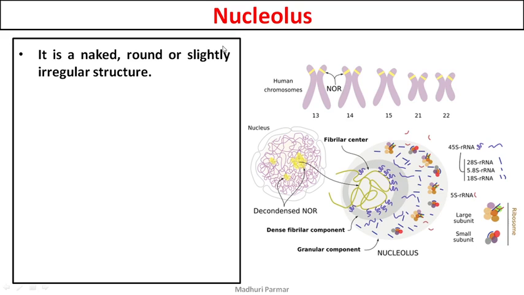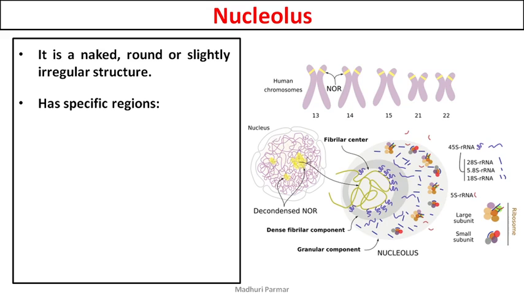Right, we now come to the last part of the nucleus, which is the nucleolus. We discussed 5 different parts of the nucleus, and this is the 5th and last part. Nucleolus is also naked. It is not a different structure with a membrane or anything. It does not have a membrane, which means it is naked. It is round or slightly irregular in shape and structure. It has some specific regions.